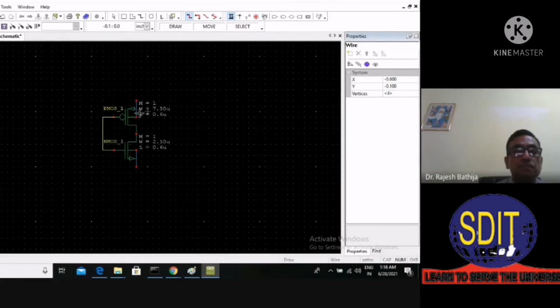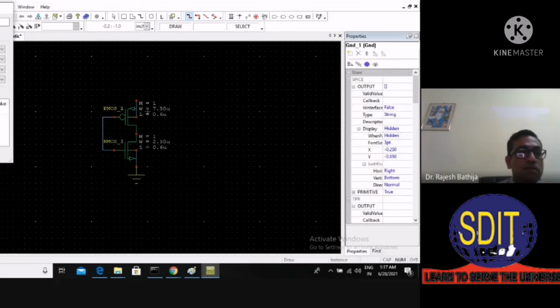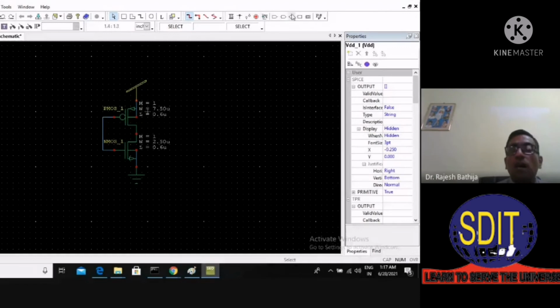Then all we have done. Then we have to apply the VDD and ground. That you can find in miscellaneous, and then GND, and then here you can put ground and VDD. And then done, right? Now after this, the input and output port you have to put.